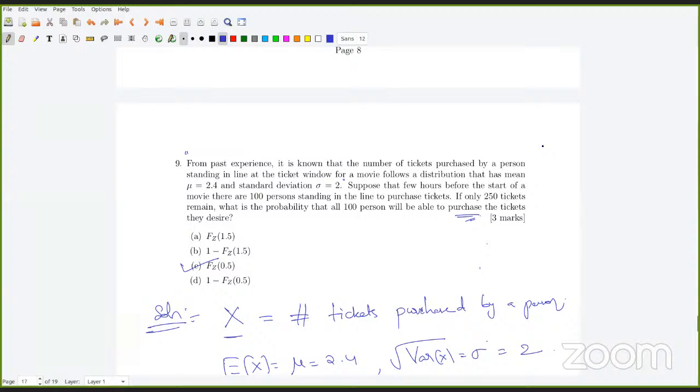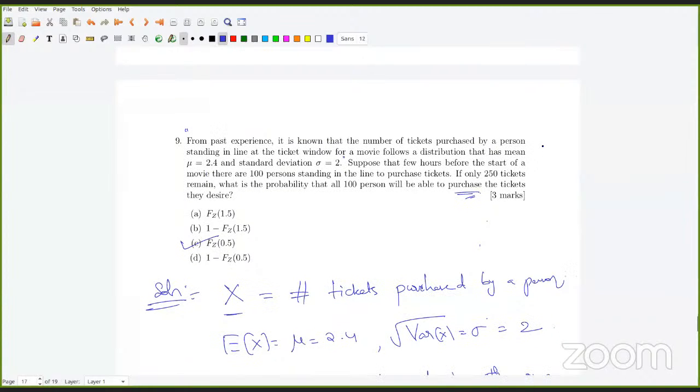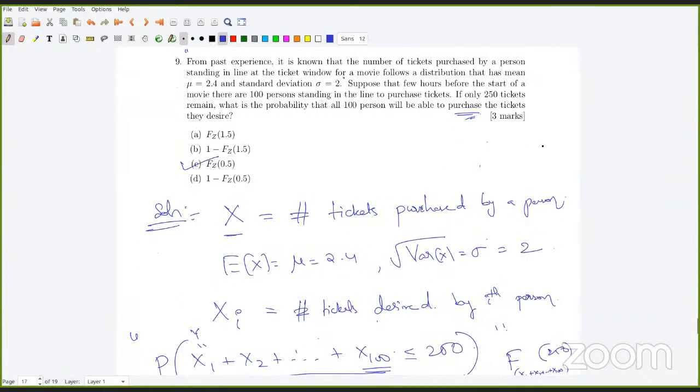A couple of clarifications from my side, just to emphasize something. For instance, in question 9, you're doing a calculation with CLT, and that's only an approximation. You should always remember that. If the question says, what is the approximate probability using CLT that all 100 will be able to purchase the tickets, that's a slightly better question, and you should know that it's an approximation. It's a pretty good approximation and works quite well in practice.